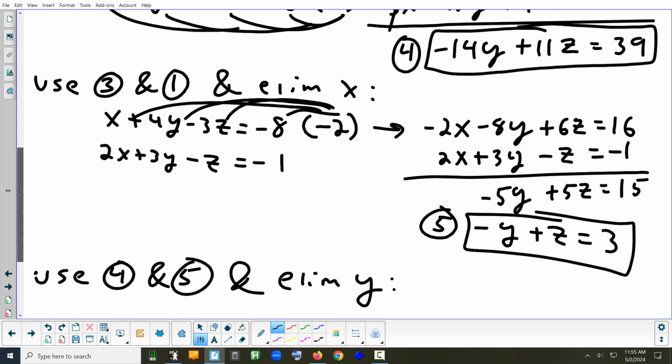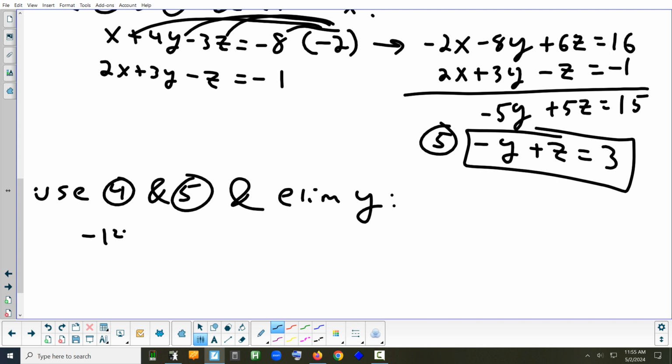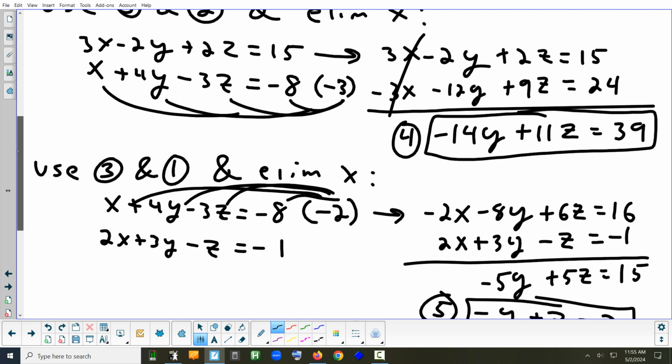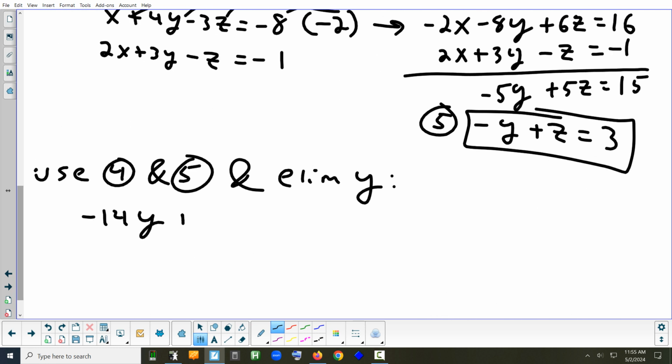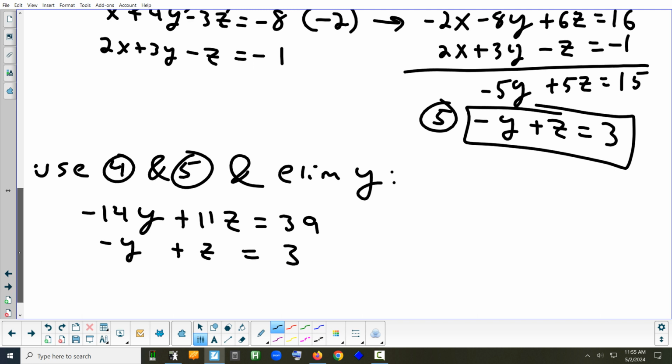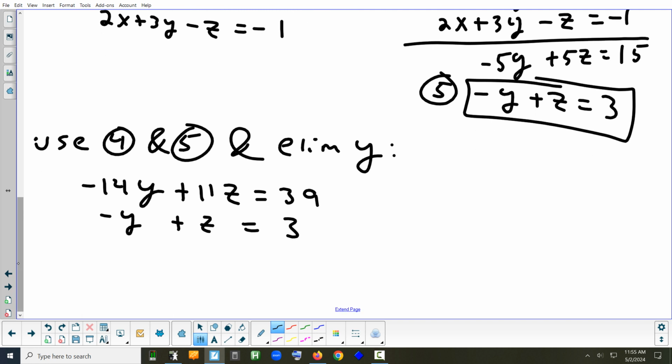So copy them down, make sure you copy them right. Negative 14y plus 11z equals 39. And negative y plus z equals 3. Okay, so you said y. Multiplied by negative 14. Which one? Multiply the bottom equation by negative 14. Yep. So let's distribute that negative 14 in the bottom.